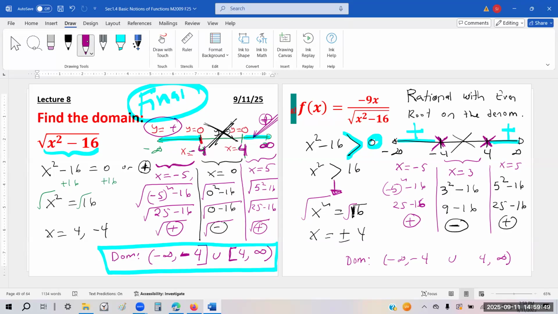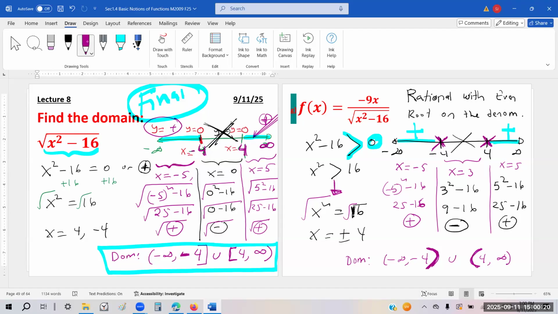Now this time, can you replace x with negative 4 on the denominator? Can you replace x with positive 4 on the denominator? So if you cannot replace x with a number, what do you put for that boundary? Bracket or parenthesis? If you cannot replace the number, parenthesis.